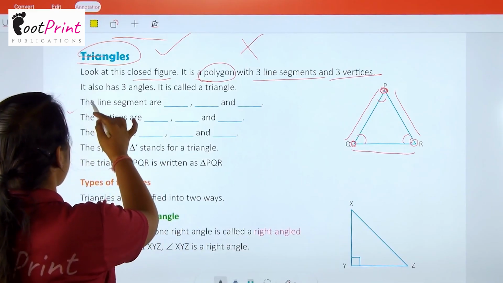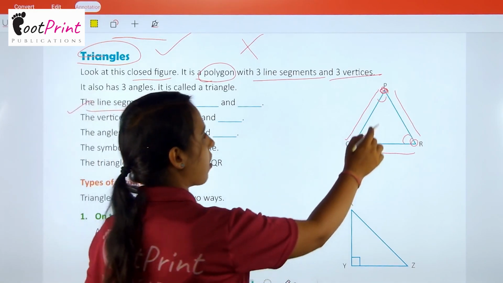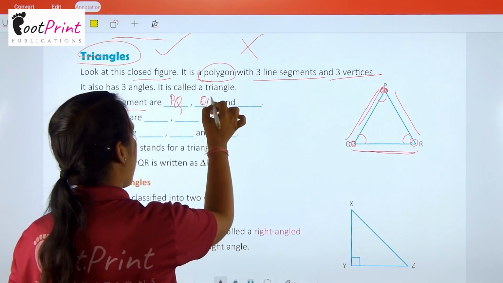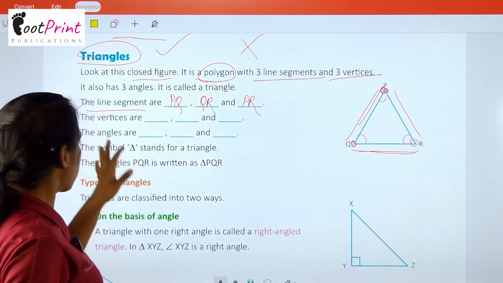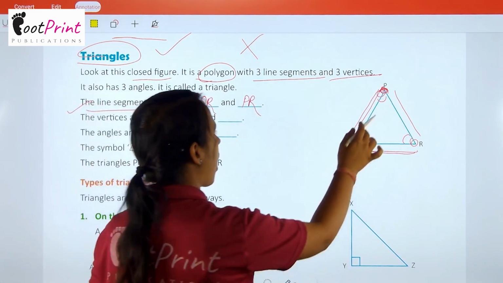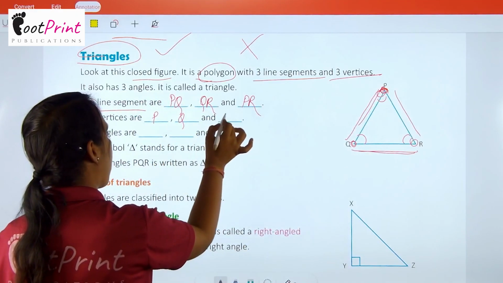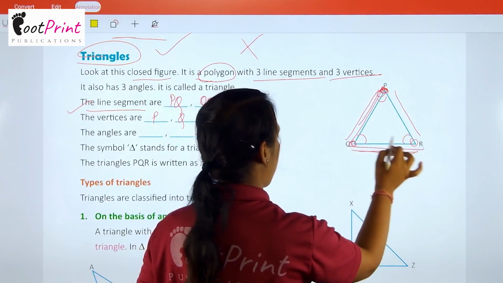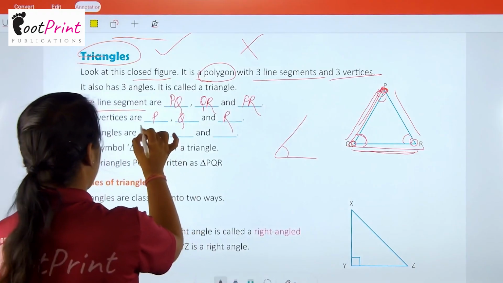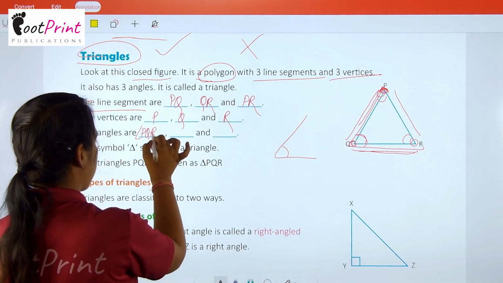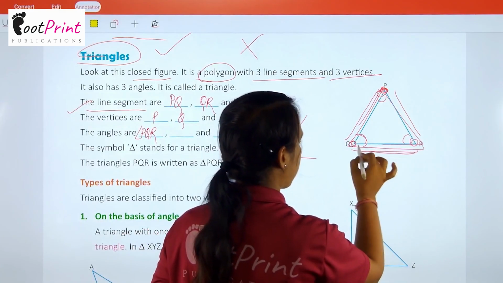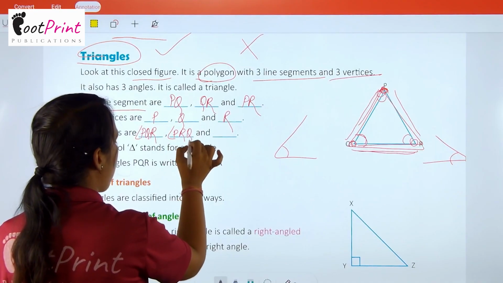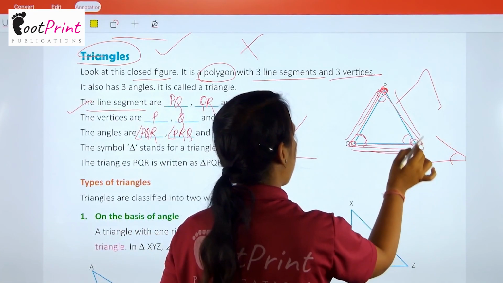Okay, on the basis of this, now we have to fill the blanks given. First one is the line segments. So here the line segments are PQ, QR and PR. Okay, next the vertices. So here the vertices are P, Q, R. Okay, now we have to write the angles. So the angles are P, Q, R, this one. So we will write angle PQR. Here we have PRQ, this one. So we will write here angle PRQ, and now this one, RPQ.